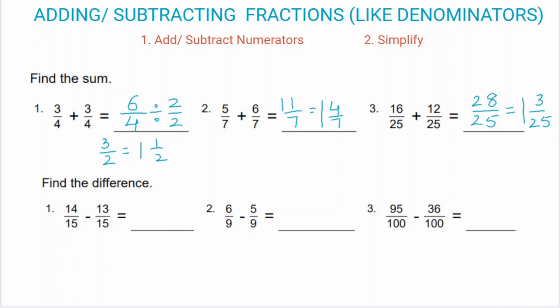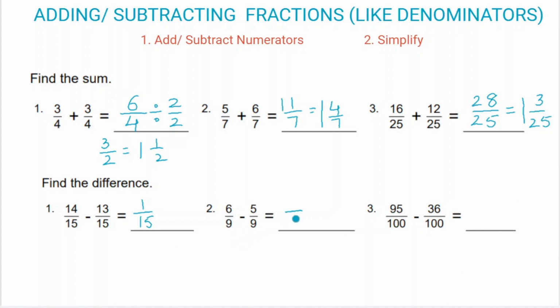Let's look at the difference now. Difference or subtraction, exactly the same steps. 15 and 15, LCM would be 15. Subtract numerators, 14 minus 13 is 1. Now this is already in the simplified form. This is my final answer. Let's look at the next one.